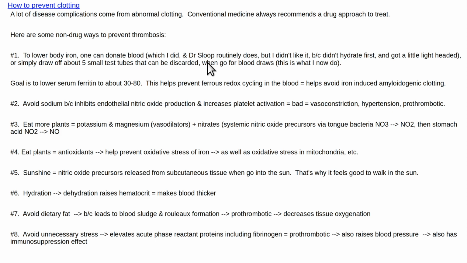Okay, anyways, what I do is, let's say I have to go get my total cholesterol checked, my vitamin B12 checked, my serum ferritin checked, whatever it is. I will just have them pull off a bunch of small test tubes, 5 test tubes, and just discard them, okay? That way I gradually get my serum ferritin down. Ideally you'd like it about 30 to 40.